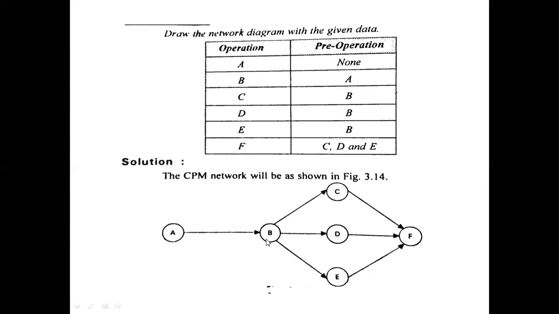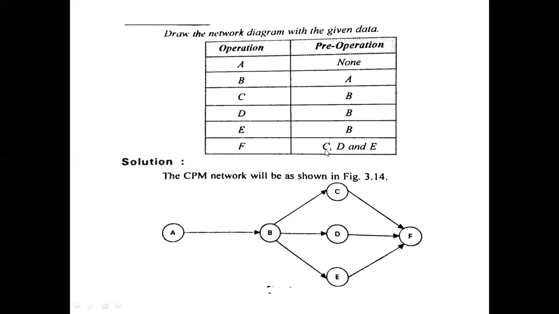So before B operation, we have to denote this A. Okay. And next, C, D, E. For these three operations, what is the pre-operation? B only. So that means after completion of this B operation, we have to start the three operations, that is C, D, E. For these three operations C, D, E, the pre-operation is B, which is common here. At this common operation, the direction line arrow is going to diverge.